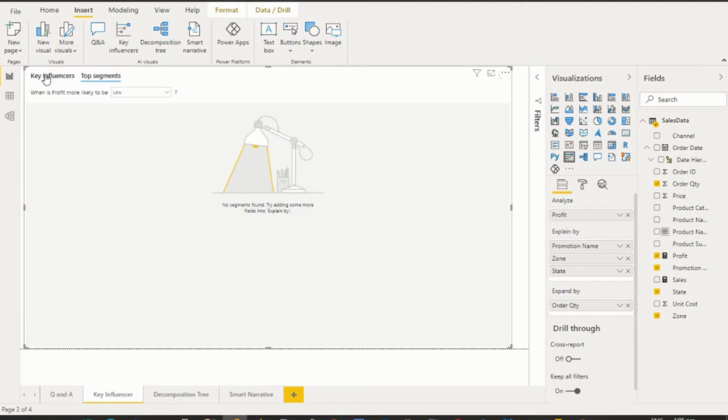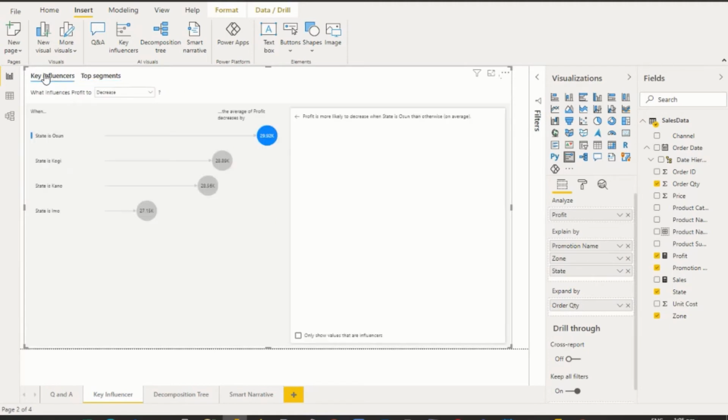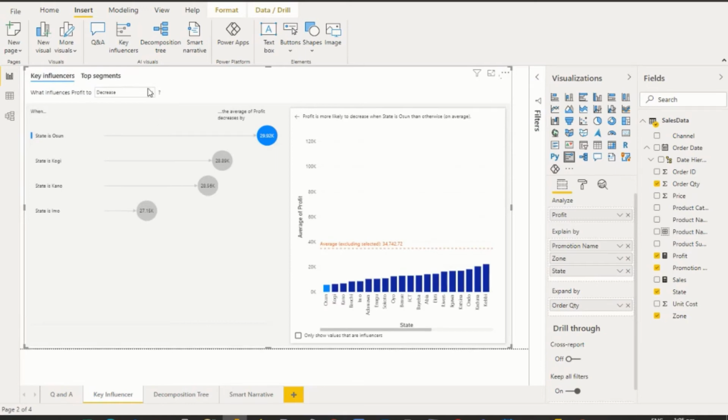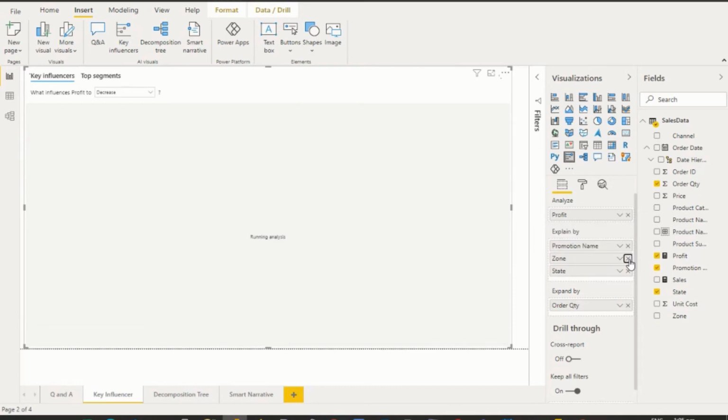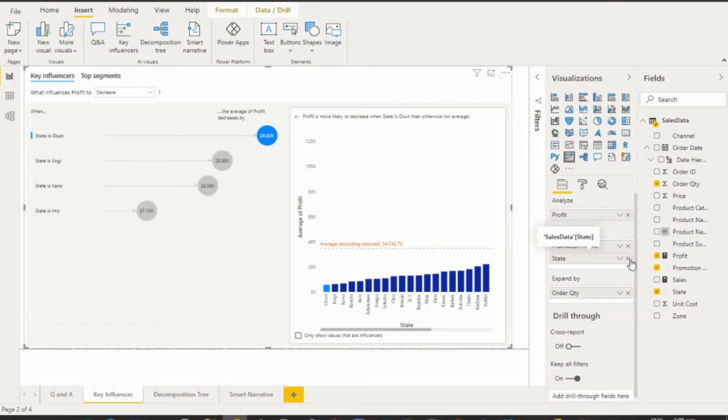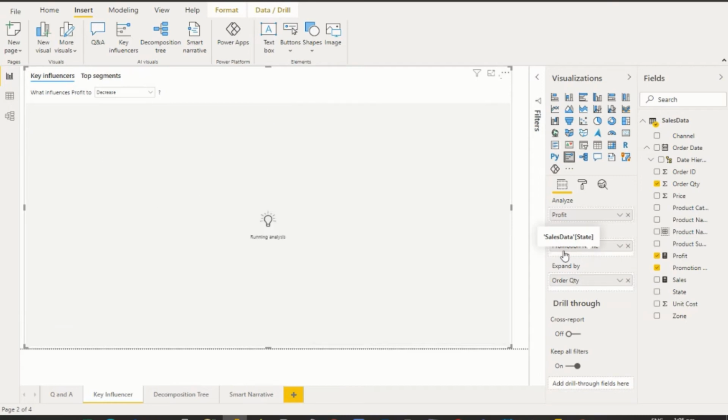Okay, let me see. Let me take out zone from here. Let me take out states from here. Let me see how promotion is impacting on my profits. It is still trying to think it through, analyze it. Is there any way promotion is impacting on my profit, either decrease or increase? Let me see. Is there any way it's impacting?